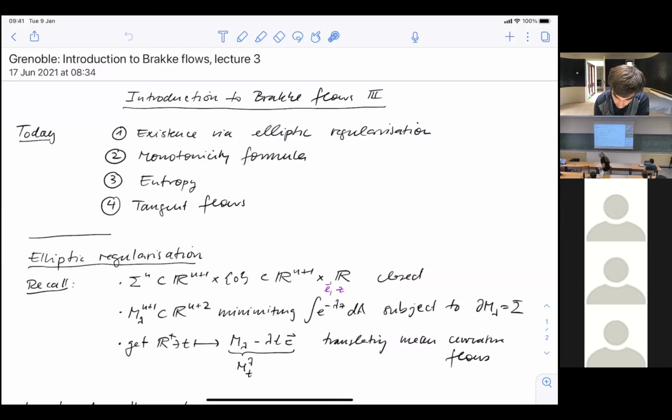Then we'll define what the entropy is and use the monotonicity of the entropy to show that this implies bounds on area ratio control, and then use this to show that even in this weak setting, we can always produce tangent flows. So even in a weak sense, we always get these self-similar solutions which give first order expansions at a singularity.